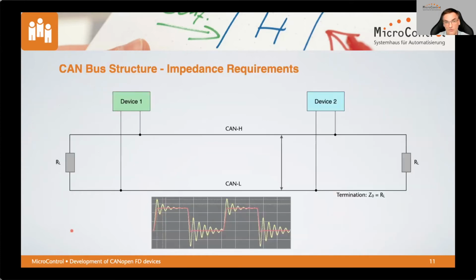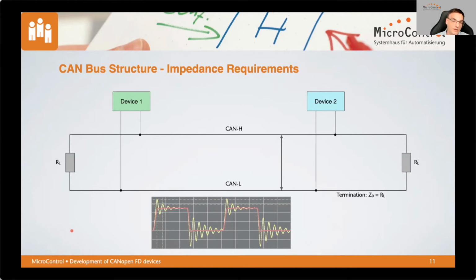First of all, when we look at our CAN bus structure and the impedance requirements, everything stays pretty much the same. If we have a look at this schematic, this drawing here, we have 2 devices connected via 2 wires, the CAN high and the CAN low signal, and obviously termination resistors at both ends of the line. So this is like it used to be with classical CAN, and it's pretty much the same from the signal point of view. We have a differential signal here, so everything is fine.